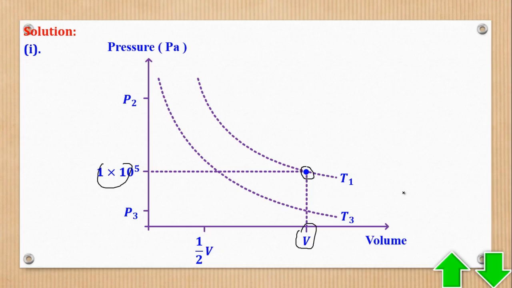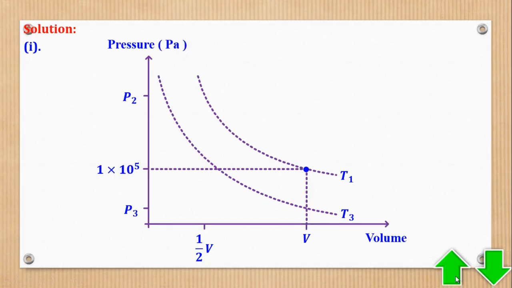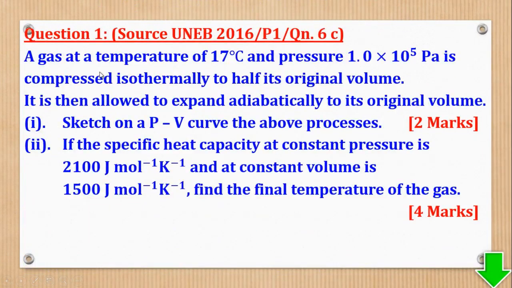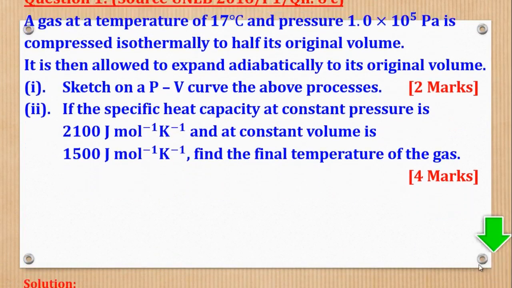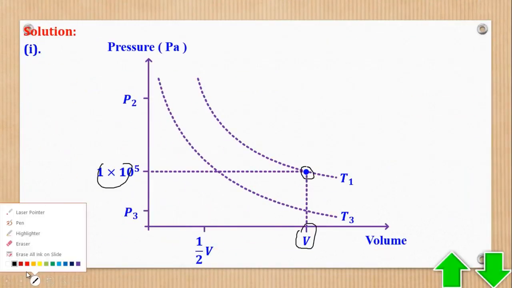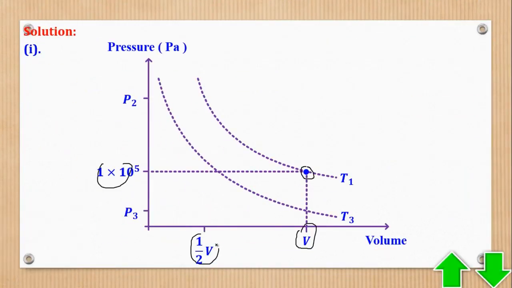Let's look at the question. They said compressed, meaning the volume reduced to half the original volume. So you come here and say that half the original volume is here, corresponding to a pressure P2, which we don't know yet. So the curve will be from here up to here. So let's draw it. That is the isothermal compression.